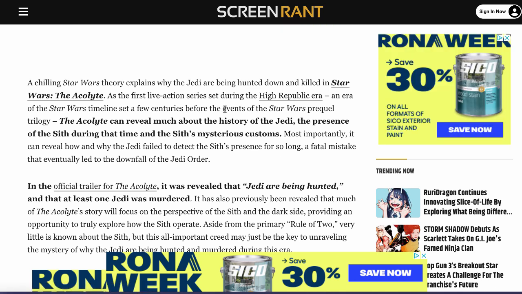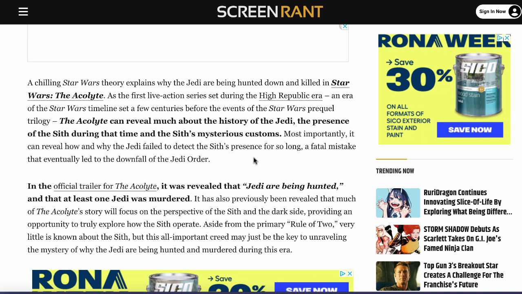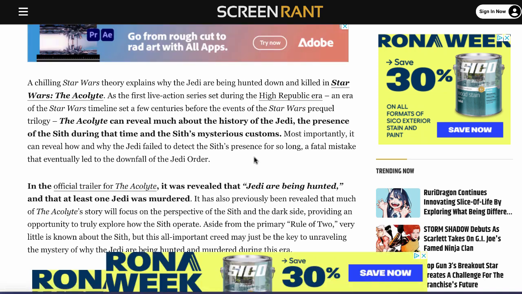But anyways, The Acolyte can reveal much about the history of the Jedi, the presence of the Sith during that time, and the Sith's mysterious customs. Most importantly, it can reveal how and why the Jedi failed to detect the Sith's presence for so long, a fatal mistake that eventually led to the downfall of the Order.